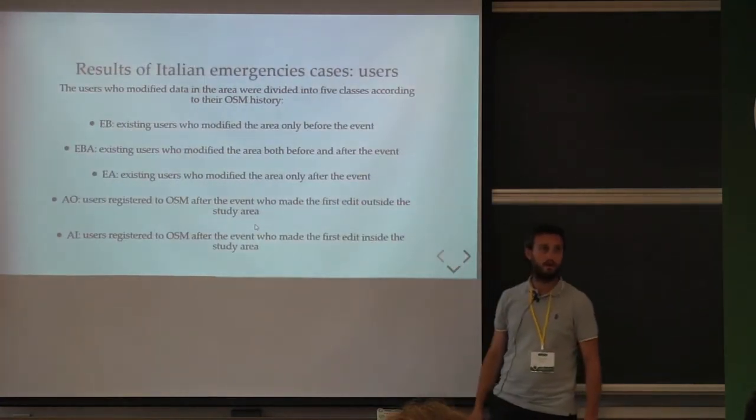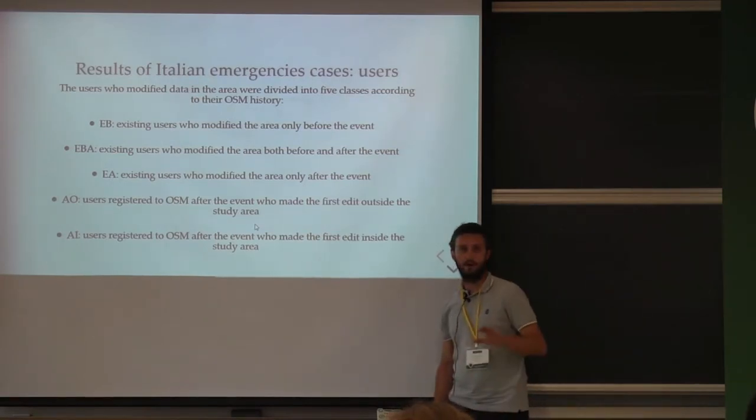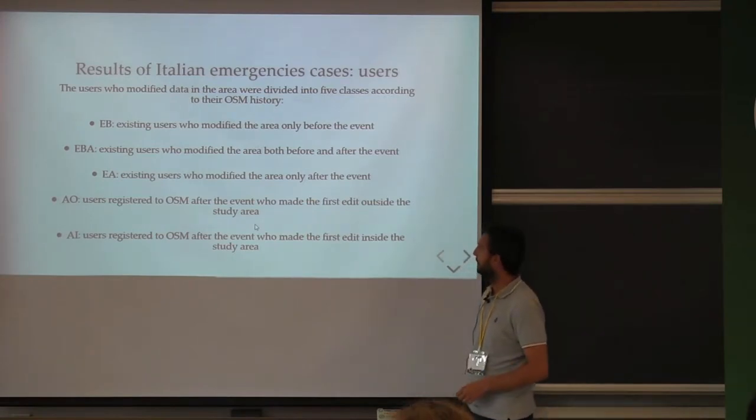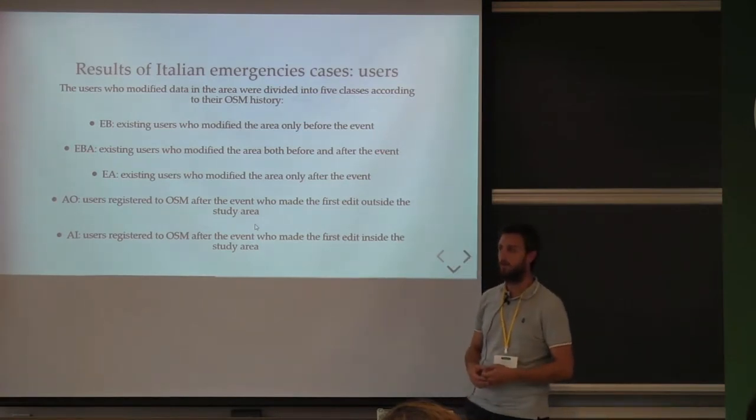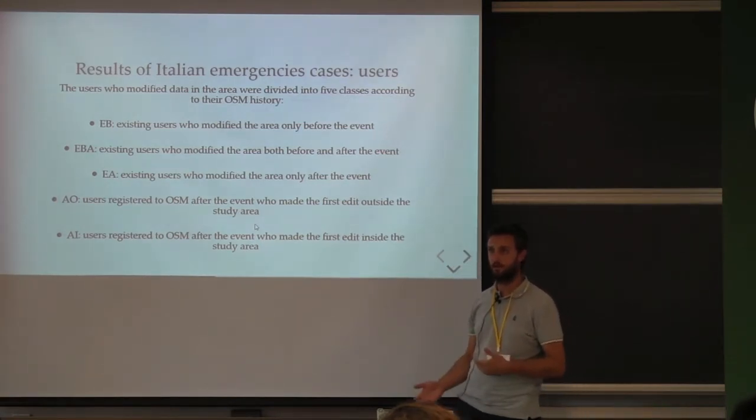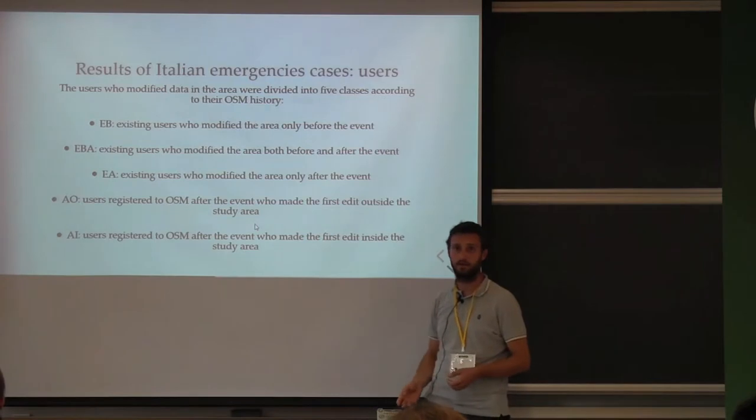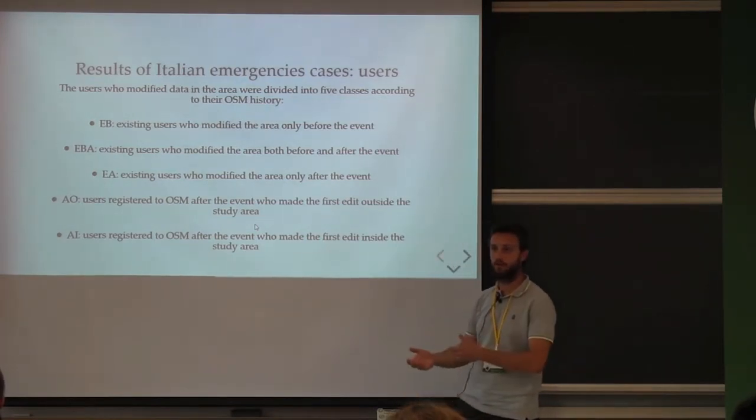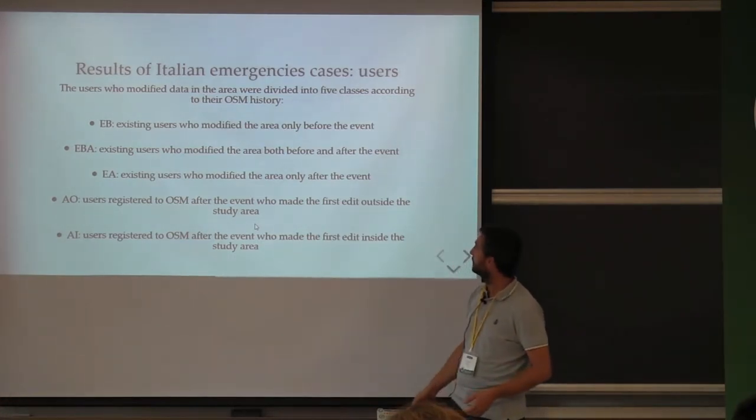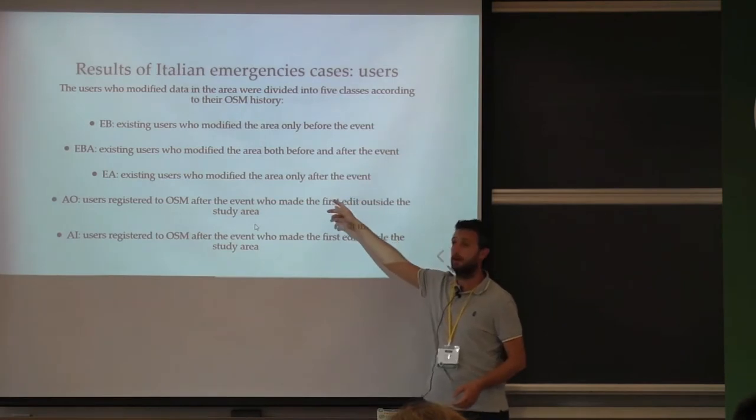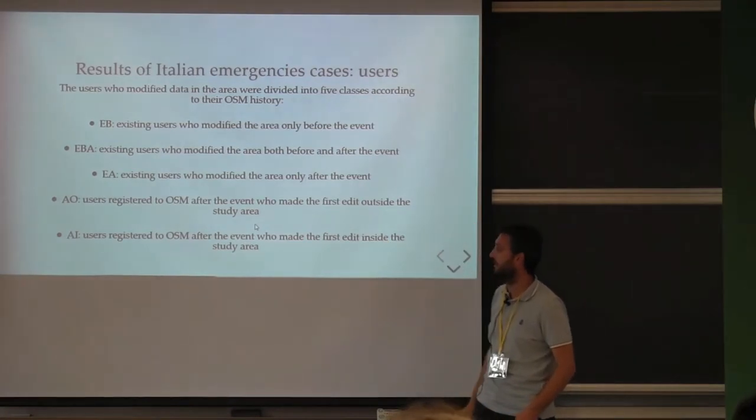So we first studied the users, and we divided them into five groups. The users that map only before the event, and the users that map before and after the event. These are probably users living in that area, because they don't map only after the disaster, and so they want to help the community, but they also mapped before. Existing users that map only after the disaster, and then the two kinds of new users.